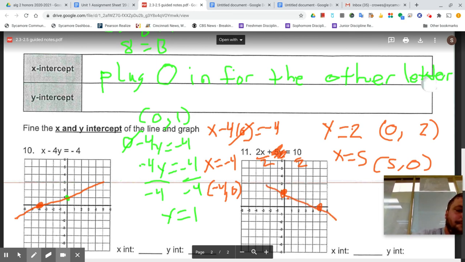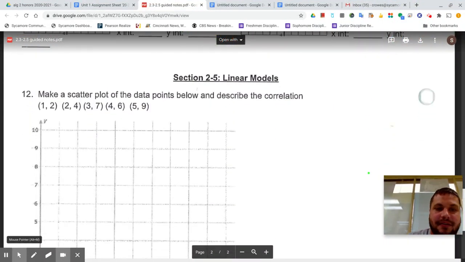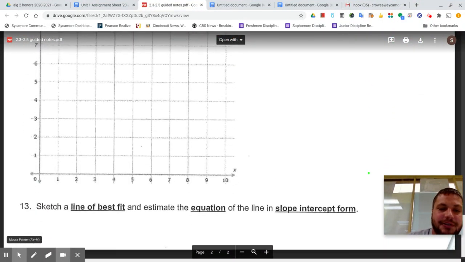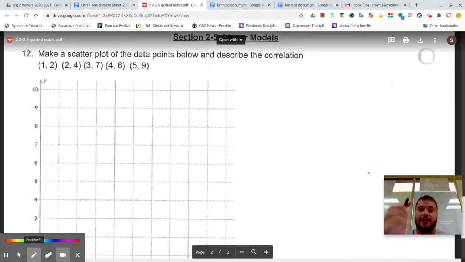Are we done? Make a scatter plot, describe the correlation. Okay. Correlations. And then we'll be done.